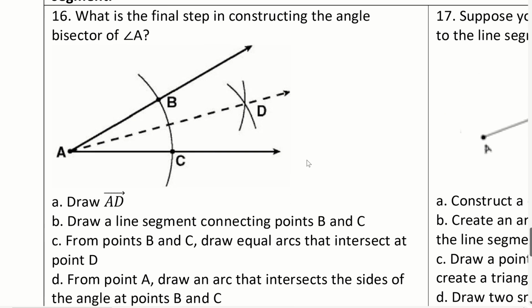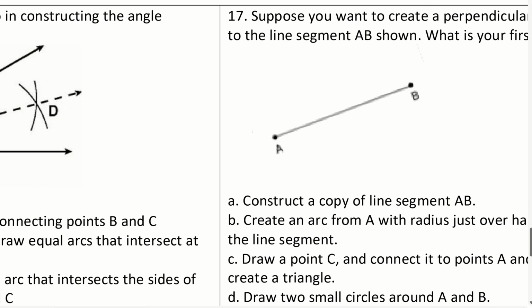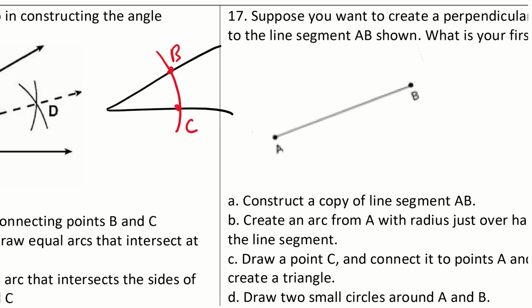So number 16, what is the final step in constructing the angle bisector? All right, so here are the steps to construct an angle bisector. What you want to do first is you want to do an arc that goes through the angle. I'm going to call those B and C. Next, you're going to use a compass and draw an arc from B somewhere inside this angle. So use a compass to draw that. And then you're going to want to repeat that measurement with the compass from C and draw an arc.